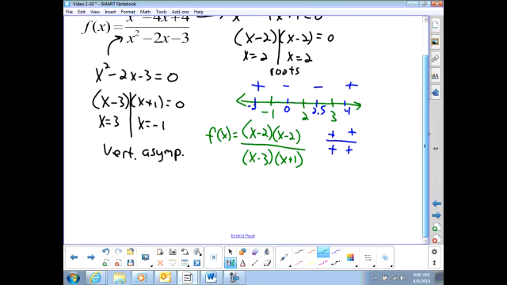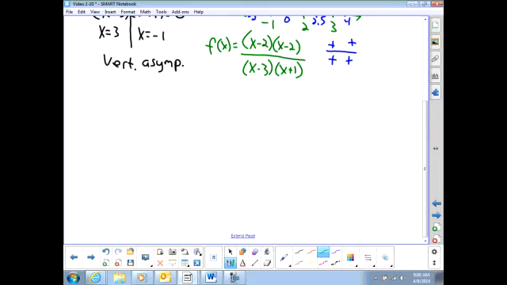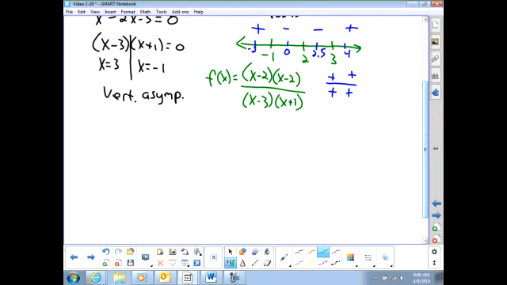So we need to tell what intervals it is positive and negative. We are positive when x is less than negative 1 or when x is greater than 3. And we are negative when x is between negative 1 and 2 or when x is between 2 and 3.